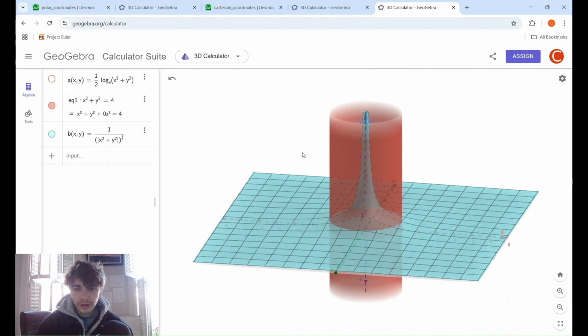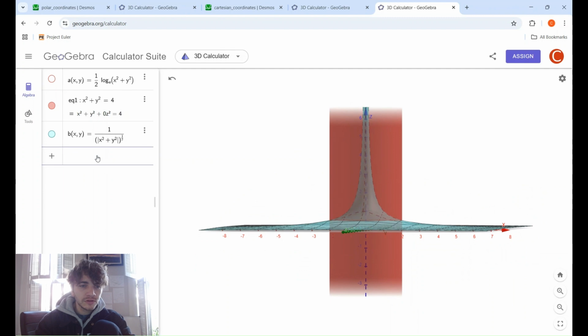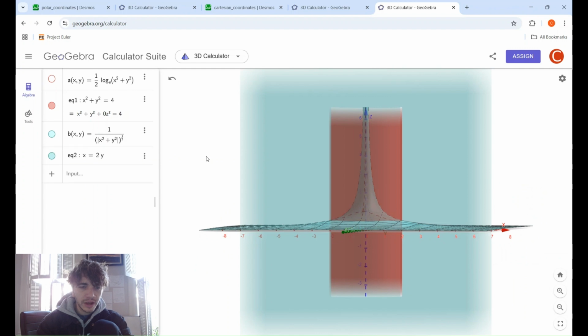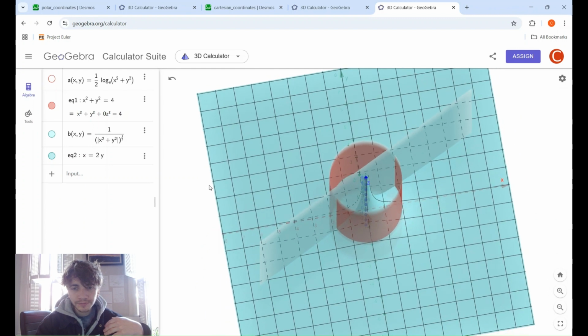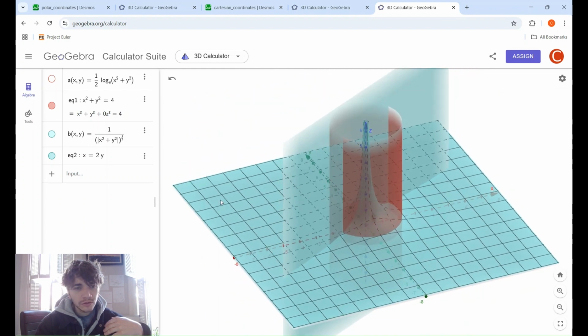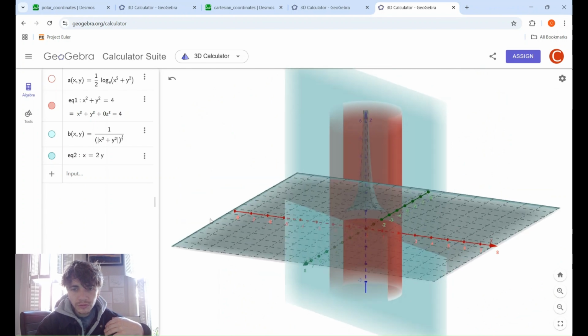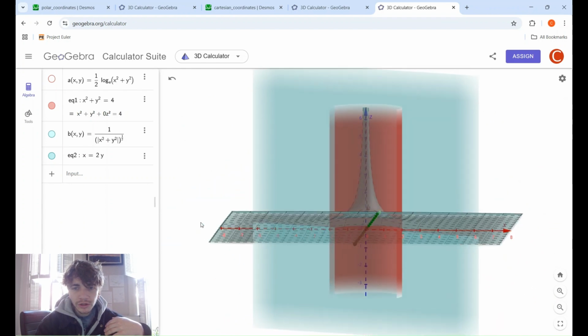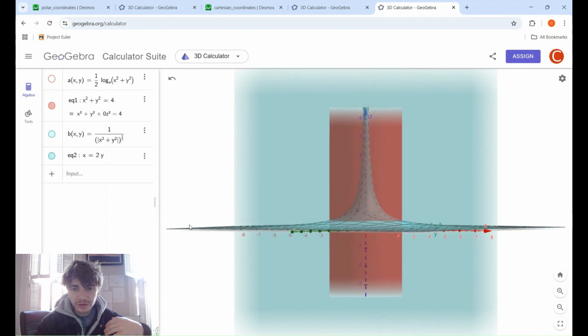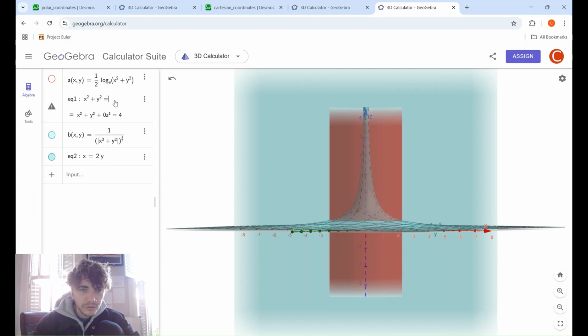Now, furthermore, if I fix an angle, so let's go ahead and fix an angle here. Let's say x equals 2y. So that fixes my angle to be arctangent of 1/2. Okay? So then what I can do is look at the cross section of this surface along this plane of fixed angle and integrate the cross section of this surface from 1. Let's fix this cylinder back to 1.